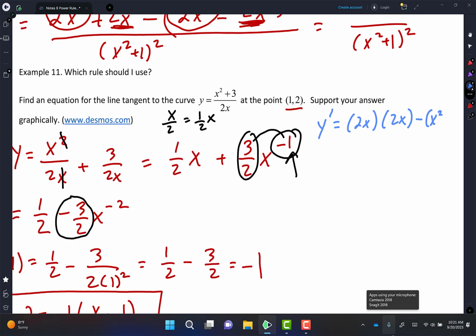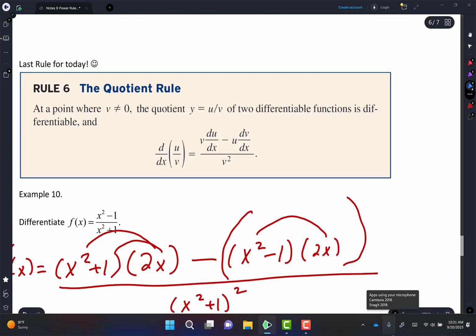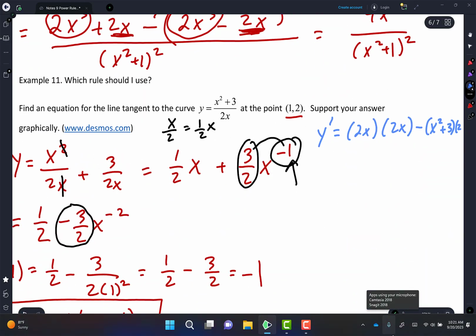So x squared plus 3 times the derivative of the bottom, so 2. All this over low squared. 2x times 2x. Are we okay with that? All right, so here we go. I'm going to get y prime now. Y prime at 1 is equal to, I'm just going to plug in 2 times 2. What's 2 times 2?